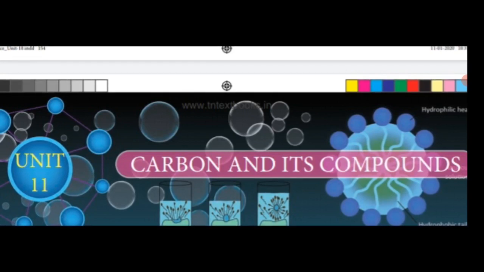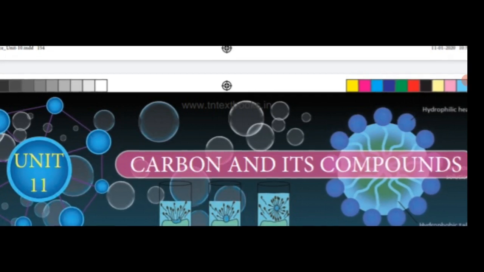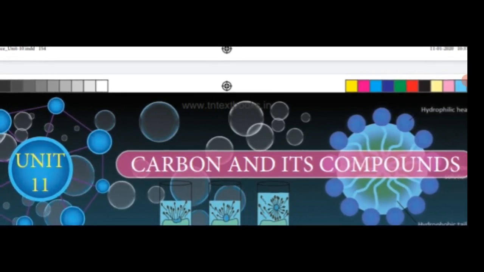Carbon combined with hydrogen, oxygen, sulfur and other elements forms which bond? Covalent bond. These compounds are called organic compounds. What is an organic compound? Carbon linked with other elements. The main source of organic compounds is carbon.